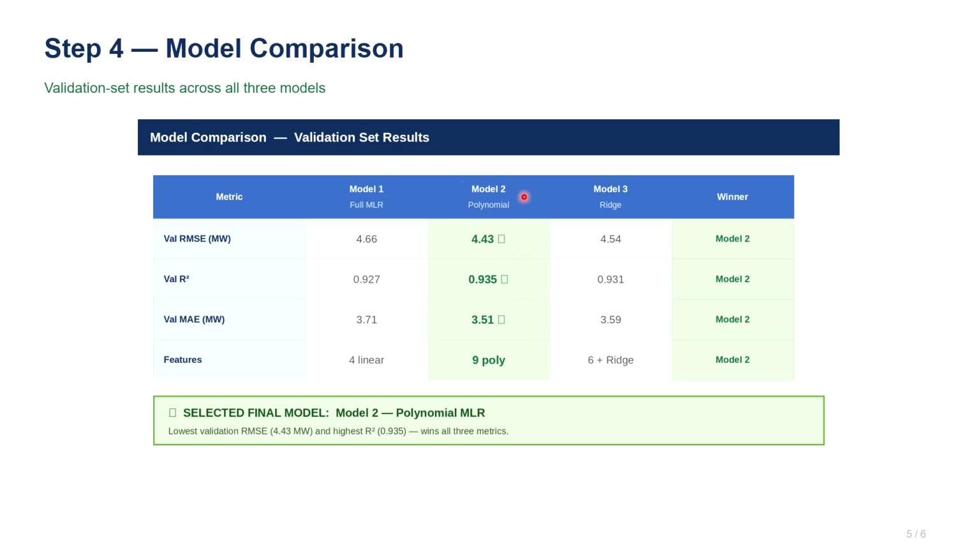Model 2 wins across all 3 metrics. So my final model is Model 2, the polynomial multiple linear regression. The green row at the bottom marks that selection.